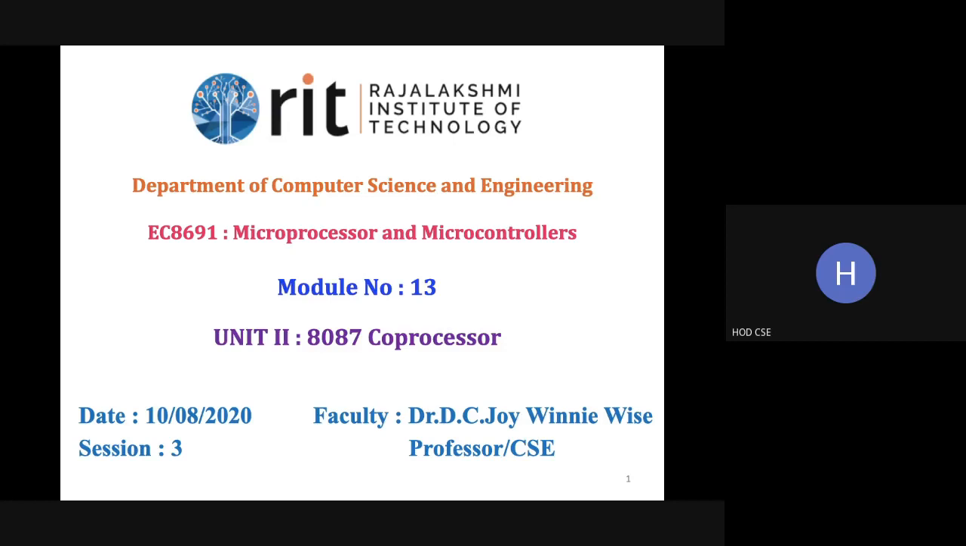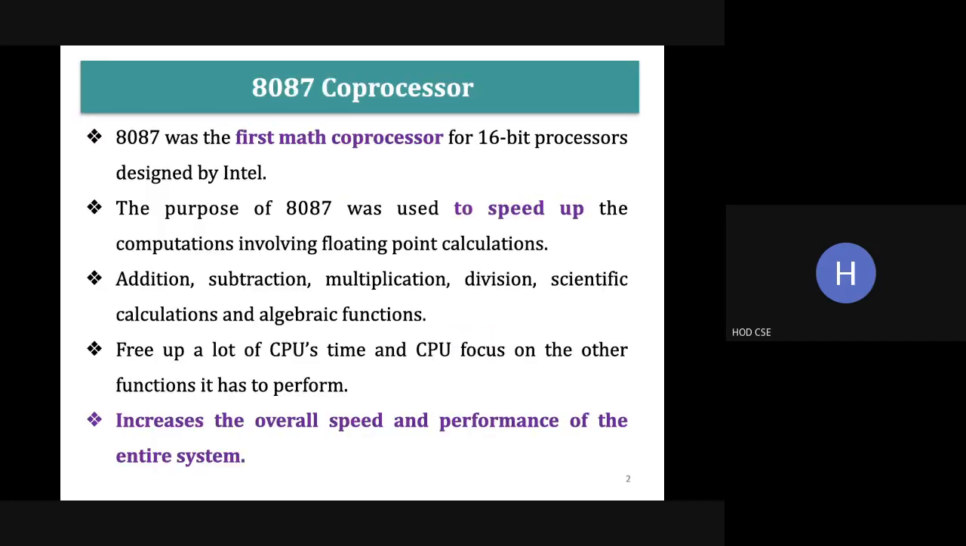Today we are going to see about the 8087 coprocessor. Already we have some idea about this 8087 coprocessor. The 8087 coprocessor is used to perform all the mathematical operations. In order to increase the speed and the performance of the entire system, we are going for this 8087 coprocessor, which is attached to 8086.